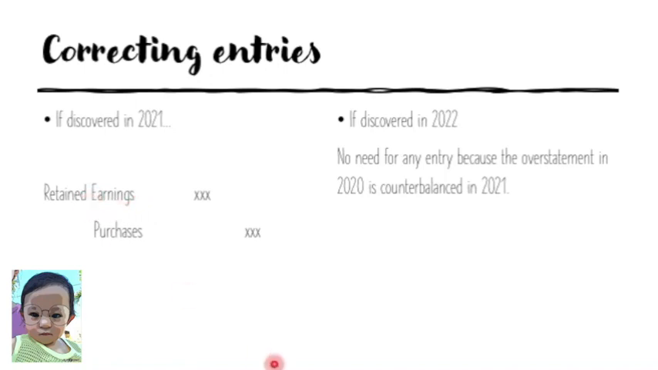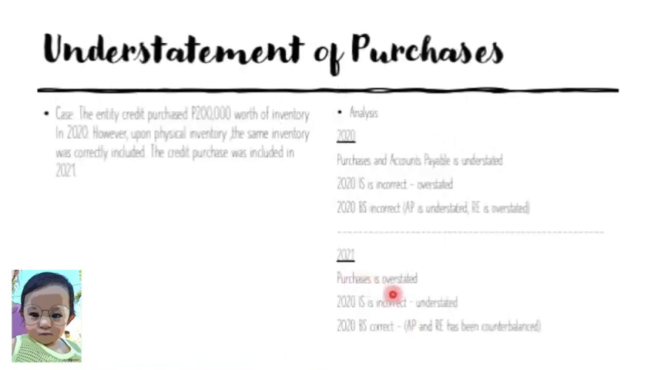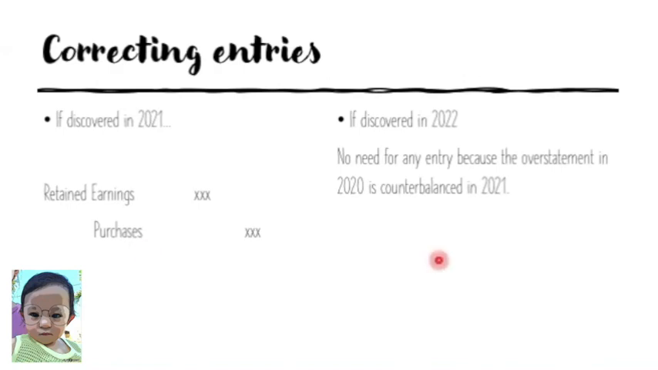And because the purchases for the current year is overstated, you need to reduce it. So credit purchases. If it is discovered in 2022, there's no need for any correcting entry because it is counterbalanced. The errors in 2020 is counterbalanced in 2021.